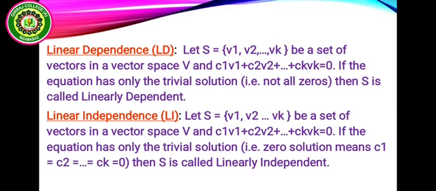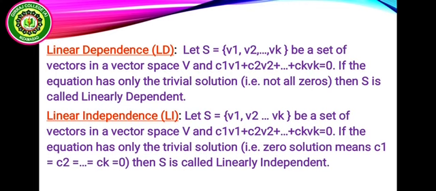So first, linear dependent. What is linear dependent? Given a set of vectors v1, v2, and so on up to vk, we write their linear combination c1 v1 plus c2 v2 plus so on plus ck vk equal to 0 bar. If the scalars c1, c2, and so on up to ck are not all zeros, then we say that the vectors v1, v2, so on vk are linear dependent.